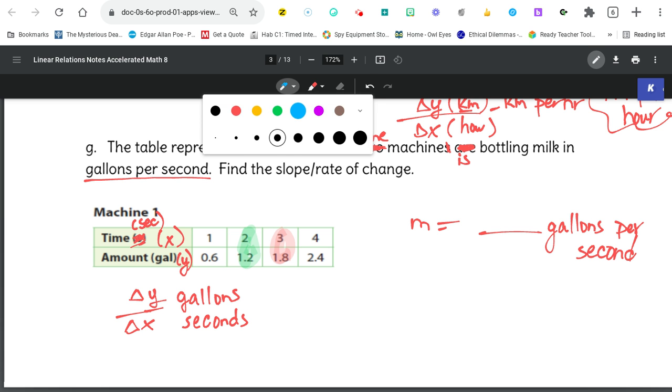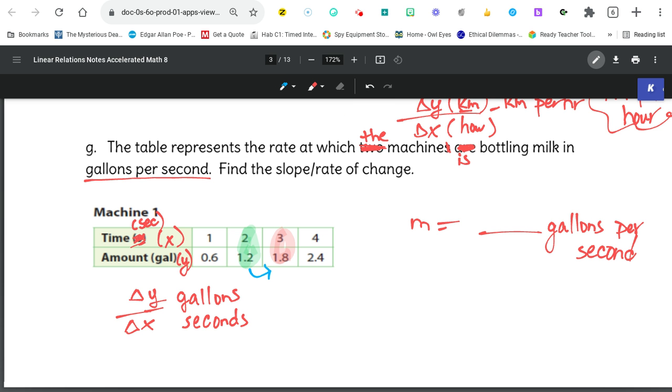So I'm going to take a look at your Y's first. What are you doing to get from 1.2 to 1.8? Well, you're adding 0.6. So the change in Y is 0.6. And then the change in X is just 1. So the slope is 0.6, or the machine is bottling 0.6 of a gallon of milk per second. So a little over half a gallon of milk is going in a bottle per second, okay?